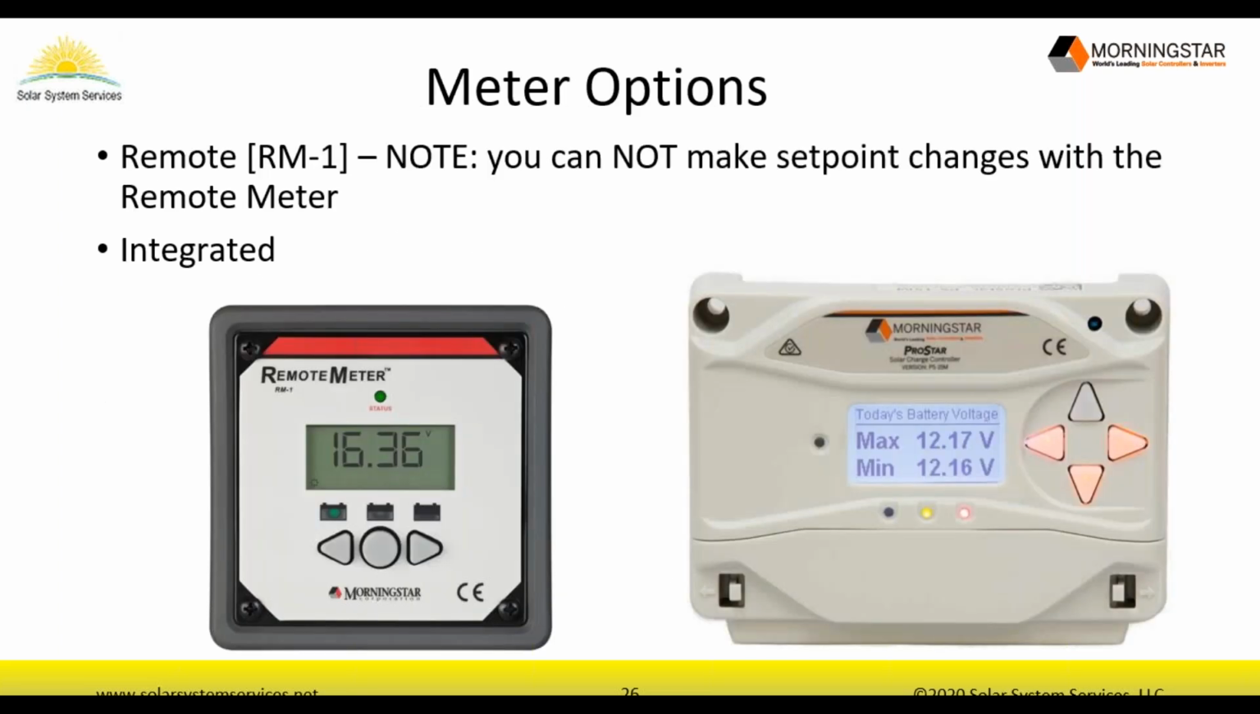So let's talk about the meter options. We've got the remote meter I mentioned before, and you've also got an integrated one. Note, you must purchase the unit with the integrated meter. It's not something you can add later. You can obviously add a remote meter later, but you cannot add the integrated one. So if you want the meter function integrated into the ProStar, make certain you purchase it with that feature.